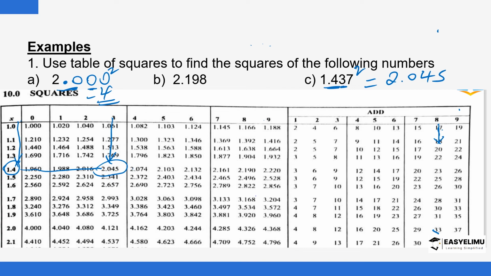2.045. So you continue up to the differences column. So I'm going to check column headed 7 in the differences column. So continue with that number 7. So where these 2 intersect, that is the number that I'm looking for.